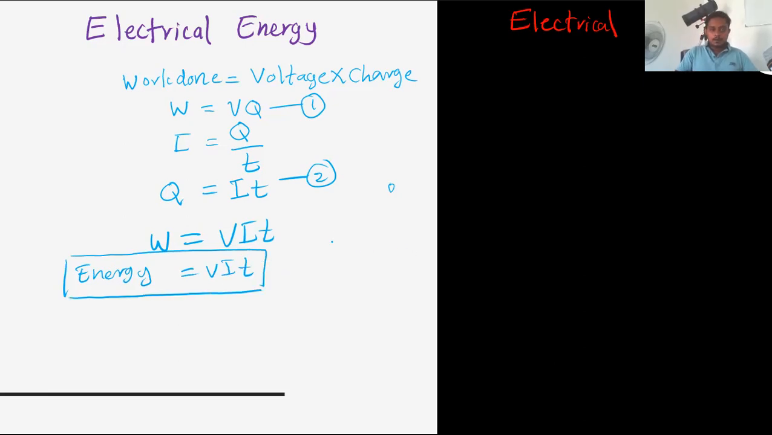We know Ohm's law, V equals IR. In this equation, instead of V, we can put IR. Then we get IR times IT, so what is that? I squared RT. So the second equation for energy is I squared RT.